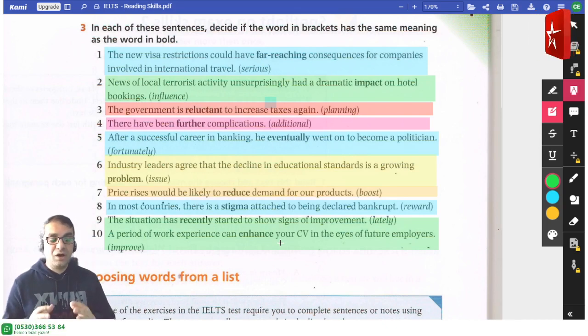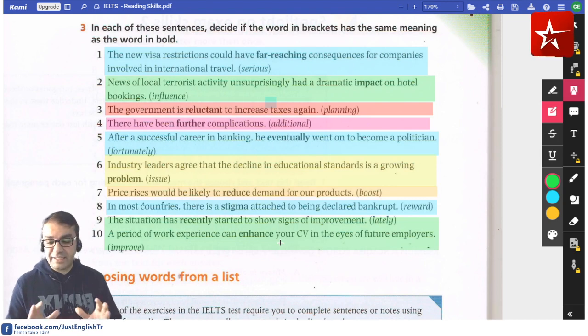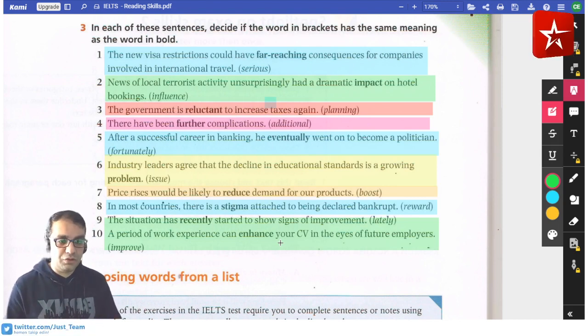Okay? This is how things work in one of the skills in IELTS reading. If you understand it, say yes. If you understand it, please say yes and we're going to continue.